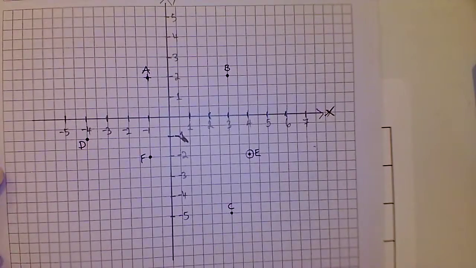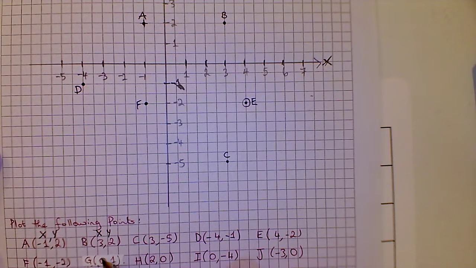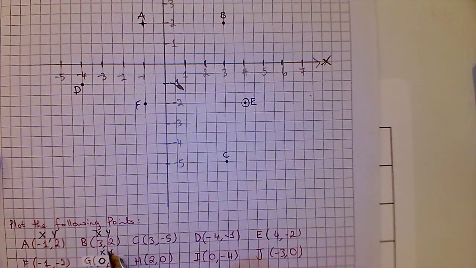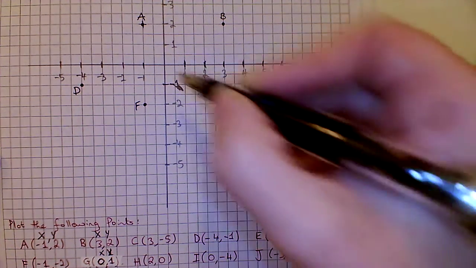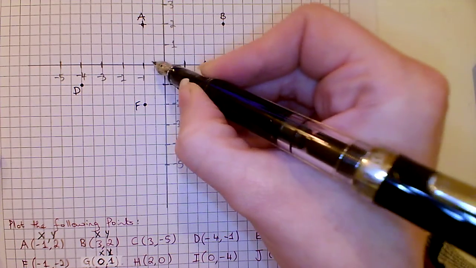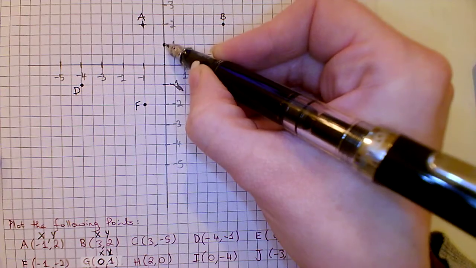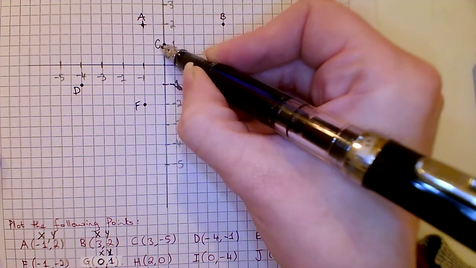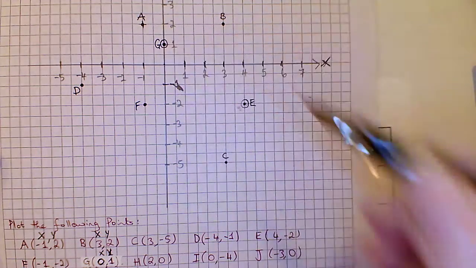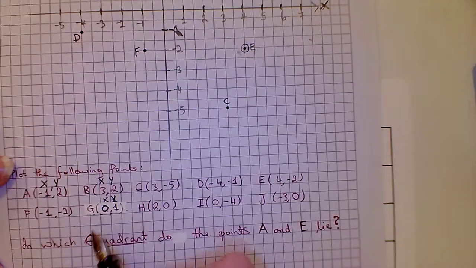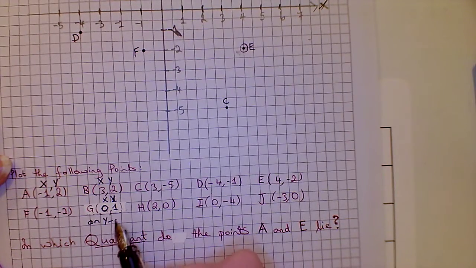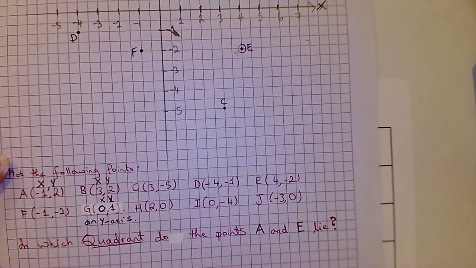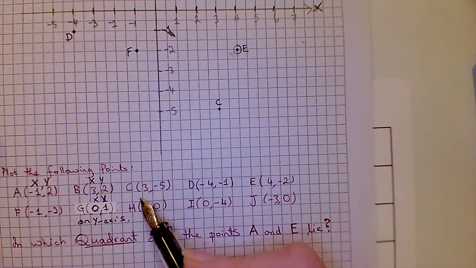Okay, so now it's a little bit strange because we've got a 0 in here. That means that my X direction is 0 movement, and my Y direction is 1. So I don't go anywhere left or right, but I do go up to 1. And that's the point G, and I am going to highlight that one. So it's on the Y-axis.